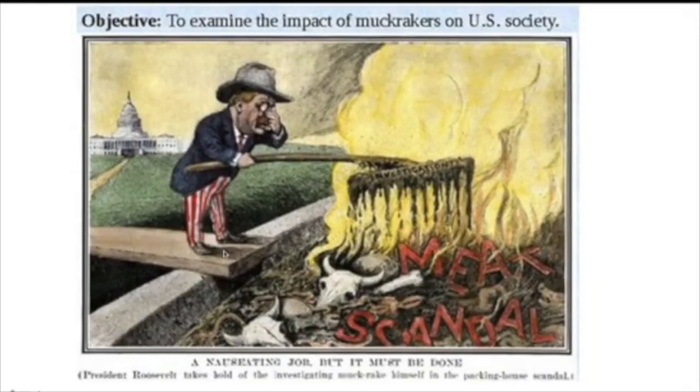So let's take a few moments and look at some notable images from the progressive movement. This is a very famous political cartoon. This is supposed to be Teddy Roosevelt right here, and it says meat scandal. And this is certainly tied with the muckraking. And on this rake here, where the muckraking is taking place, it says investigation. And Teddy Roosevelt, of course, holding his nose. So a very famous political cartoon. The caption here says, "A nauseating job, but it must be done."